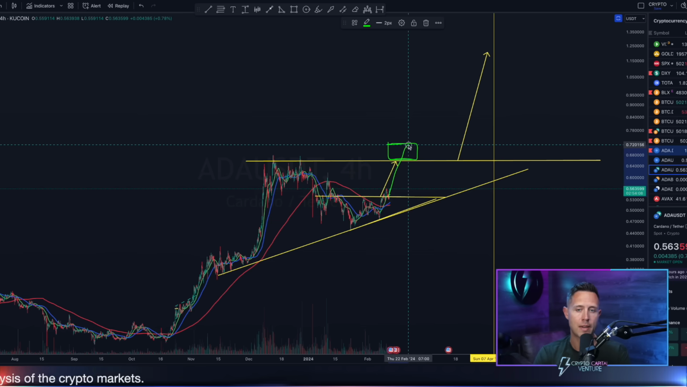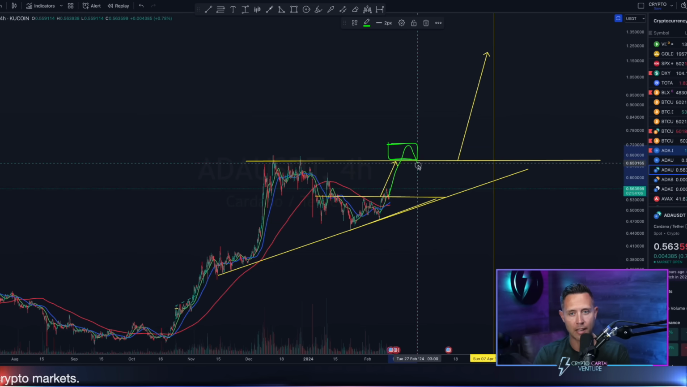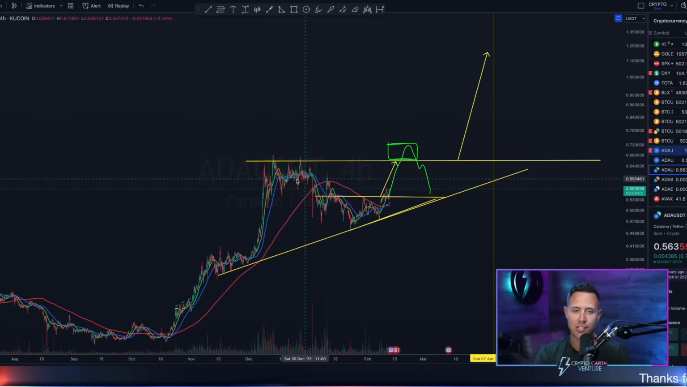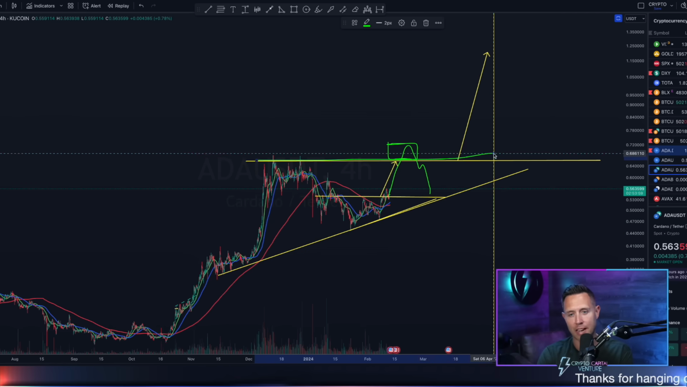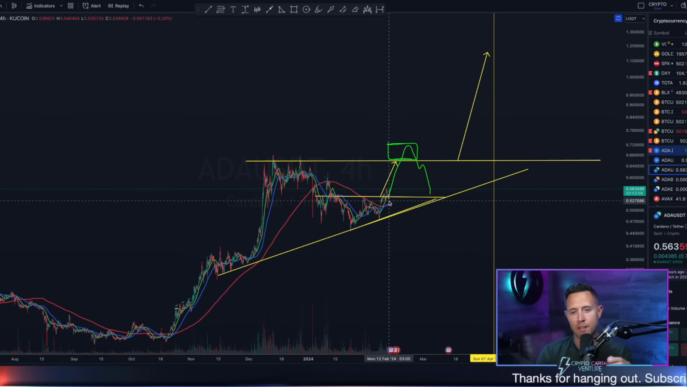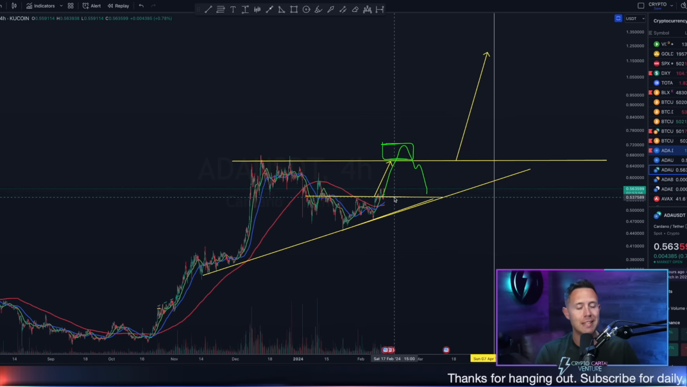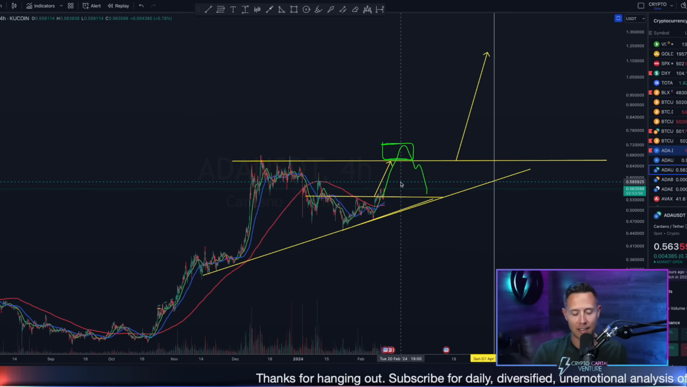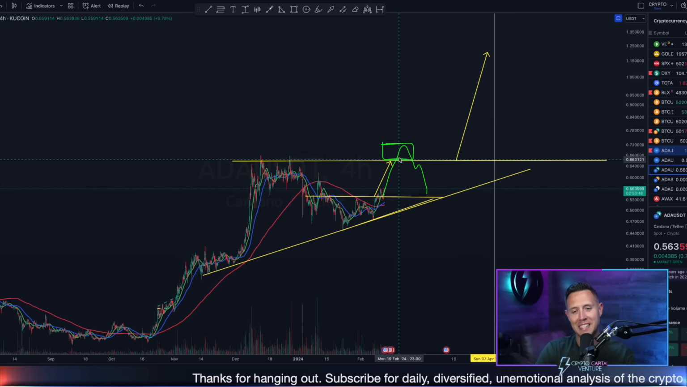What happens if ADA makes the run there? Are we getting a pullback back into this kind of consolidation, this ascending triangle type of setup? I'm very curious to see. And this is all speculative because I have no idea how this is going to play out. But you know me in terms of speculating patterns. I love doing that. And I enjoy even more so when it actually plays out.